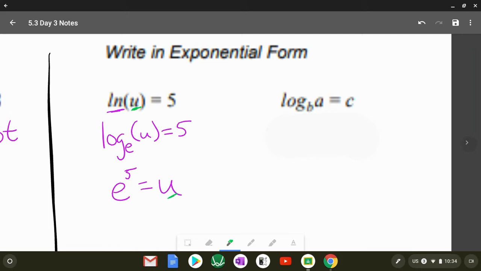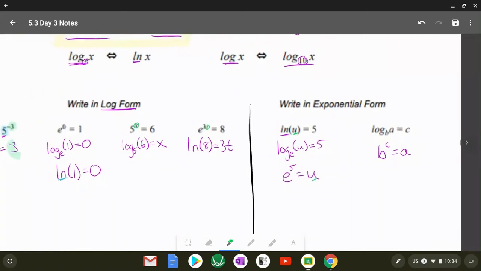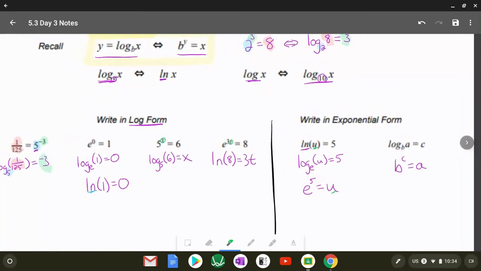If we take a look at the last one, they're all variables. B to the c equals a. So make sure we are good on converting back and forth between log and exponential form.